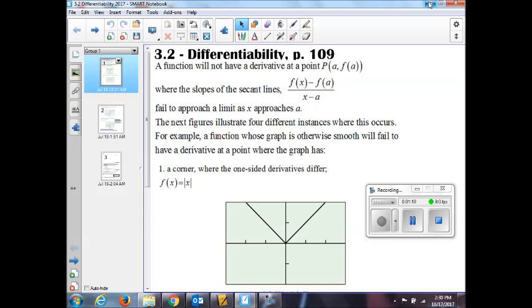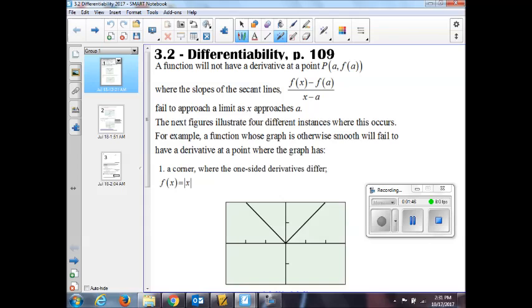Now, the function will not have a derivative at a point P, given by like 2 comma f of 2, where the slopes of the secant lines, now, this might look confusing, but what is this? This is the slope formula, right? So slope given by the y minus the y, etc., x minus x, fail to approach a limit as x gets closer to a. We've talked about that, we won't go into detail. The next figure illustrates 4 different instances where this occurs.